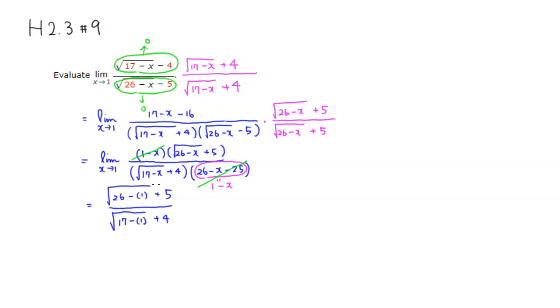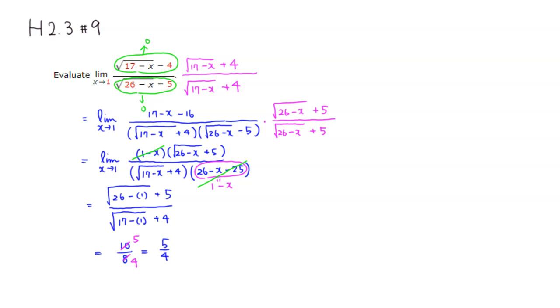So you end up getting: square root of 25 is 5, plus 5, so that's 10 on top. Square root of 17 minus 1 is square root of 16, so it's 4, and 4 plus 4 is 8. They're both even numbers, so divide by 2: 5 over 4. So we can see that the limit is 5 quarters.